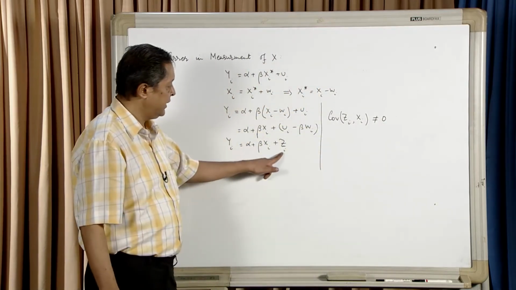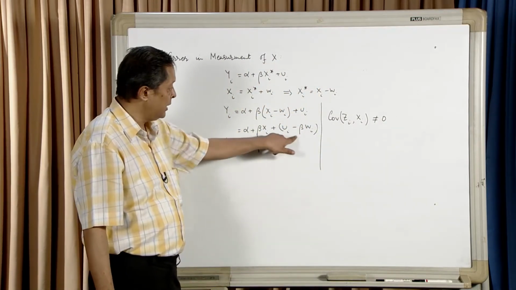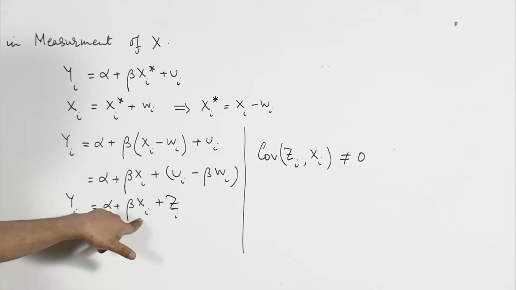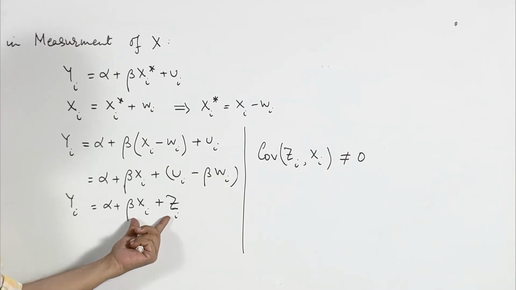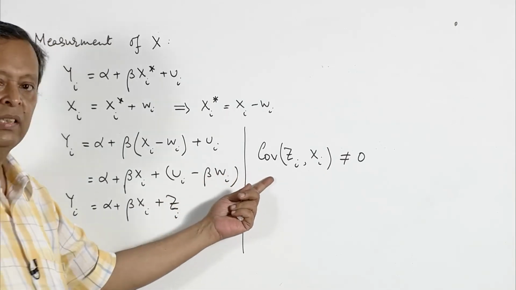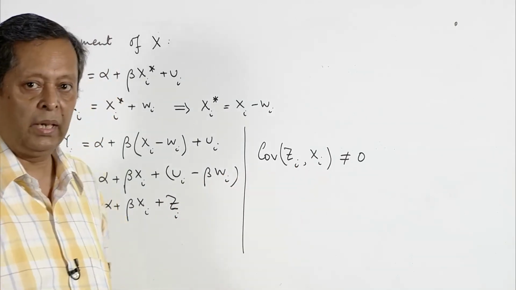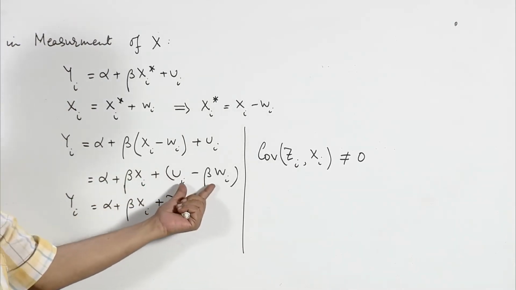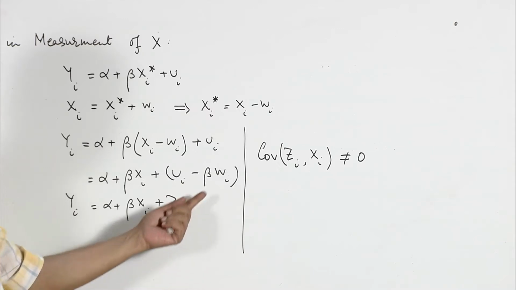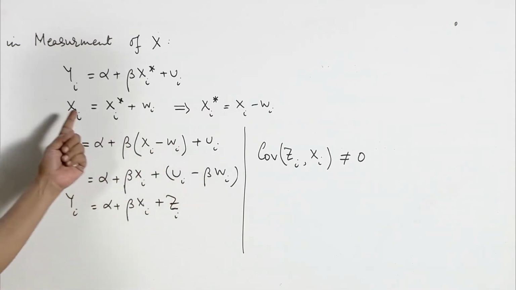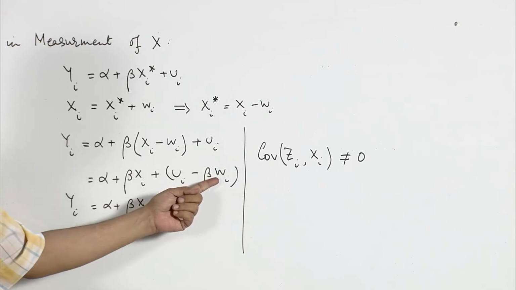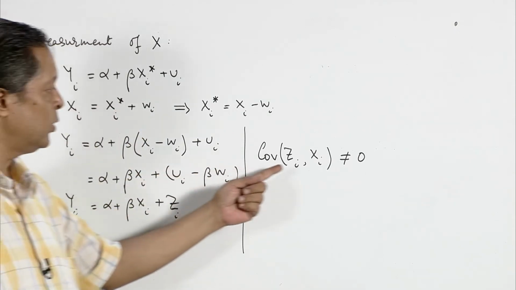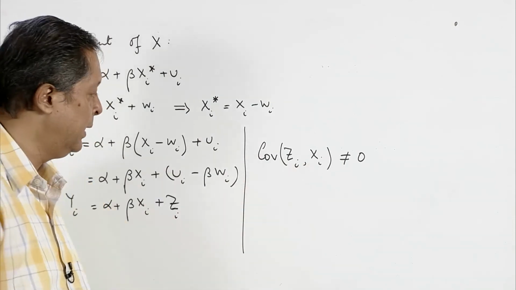I repeat, zi, the disturbance term of the incorrect model, and xi, the regressor of the incorrect model, they now become correlated. Their covariance is no longer equal to 0. So, therefore, their correlation will also not be equal to 0. Why? Because the disturbance term in this incorrectly specified model contains an error in measuring x. So, that error is w, and naturally that error is associated with x. So, there is some association between x and z.